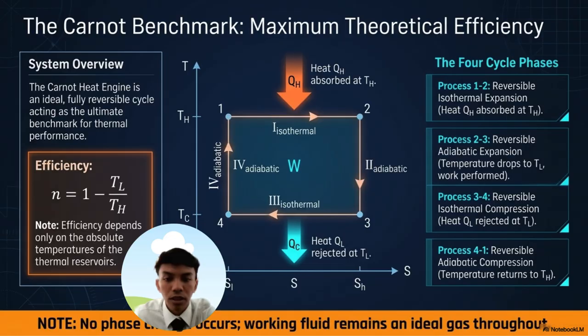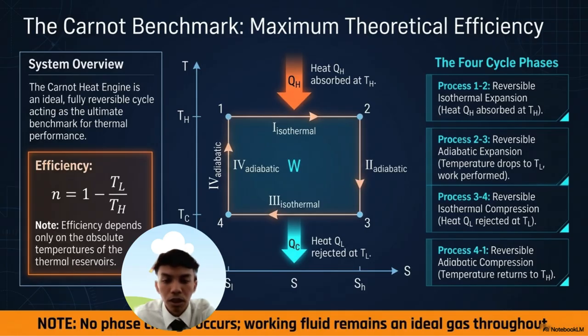Now let's look at the temperature-entropy diagram in the center. The Carnot cycle consists of four reversible processes. For one, process 1 to 2 is reversible isothermal expansion. During this process, the working fluid absorbs heat from the hot reservoir at temperature Th while producing work.